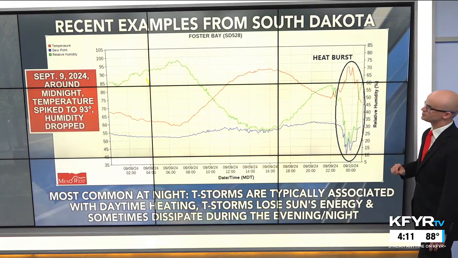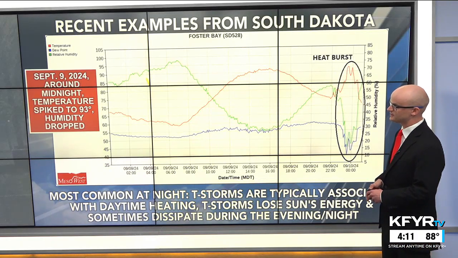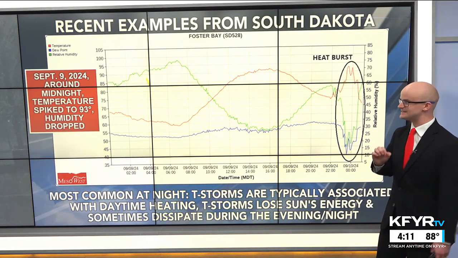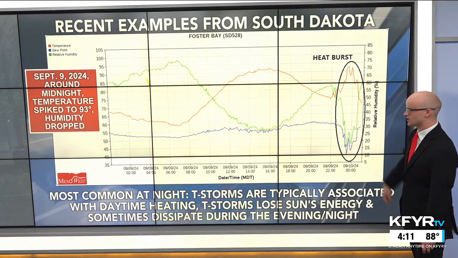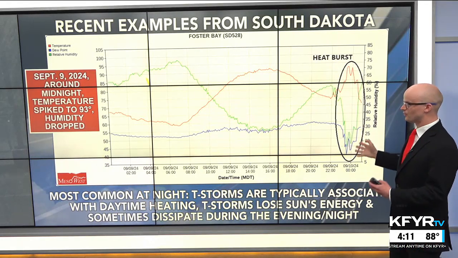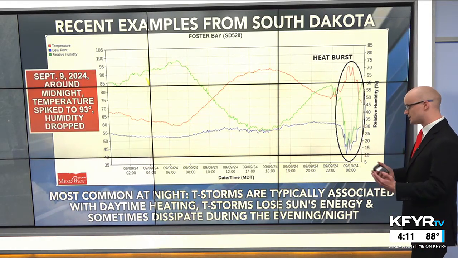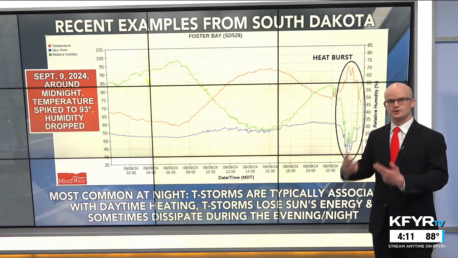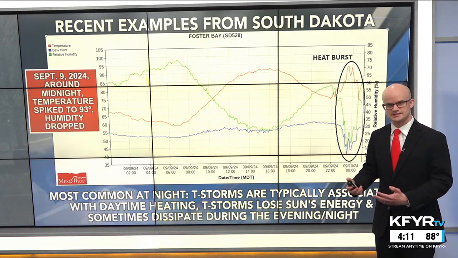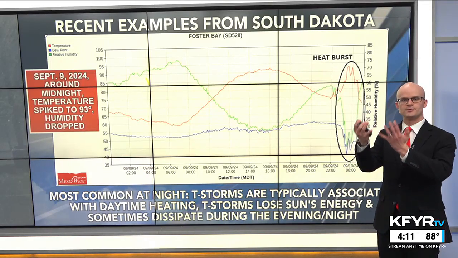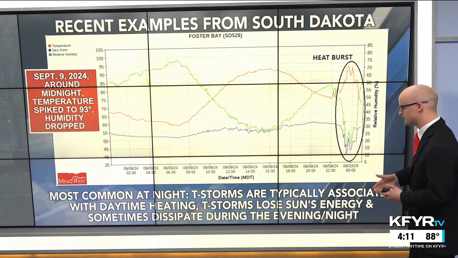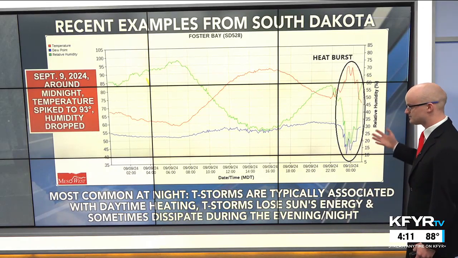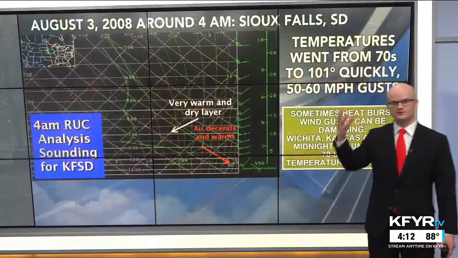This was from Foster Bay, South Dakota on September 9th. Again, earlier this month, around midnight, the temperature spiked to 93 degrees and the humidity dropped quickly. So these heat bursts are most common at night because thunderstorms are typically associated with daytime heating, that diurnal process where the sun is heating the ground. You get that rising warm and moist air to form the thunderstorms in the first place. But the thunderstorms lose the sun's energy at night and sometimes dissipate during the evening, allowing for the heat burst to occur.